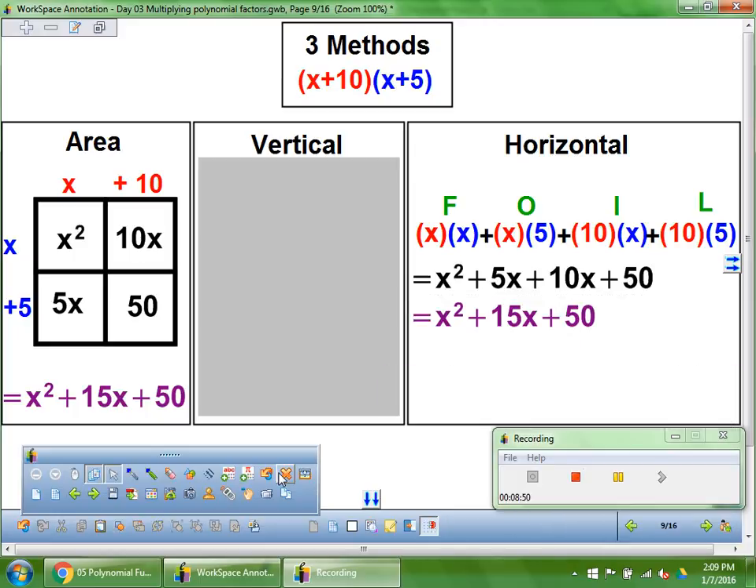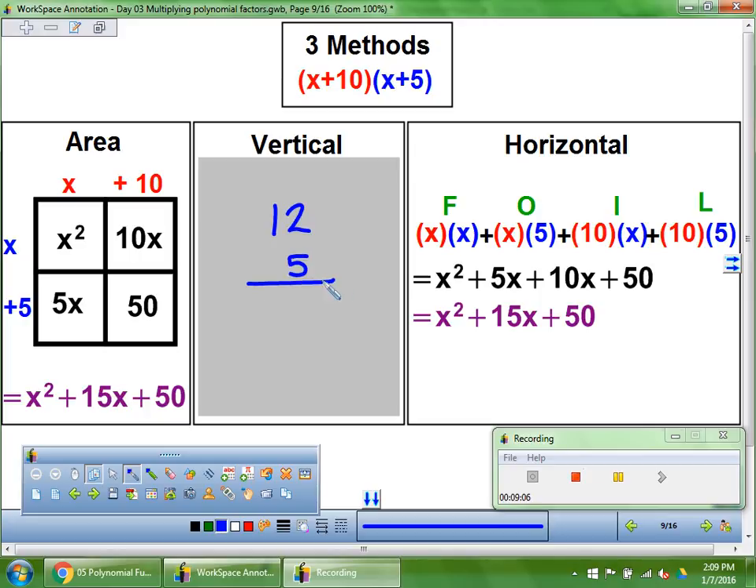Okay? This middle one you maybe have never seen before. I don't know. It's kind of cool. I think you guys are going to think it's neat. If I was going to multiply, like way back in 3rd grade, 12 times 5. You guys remember how you did that in 3rd grade? 5 times 2 is 10. Carry the 1. 5 plus 1, you get 60. That's familiar? Okay, we can do that with algebra.